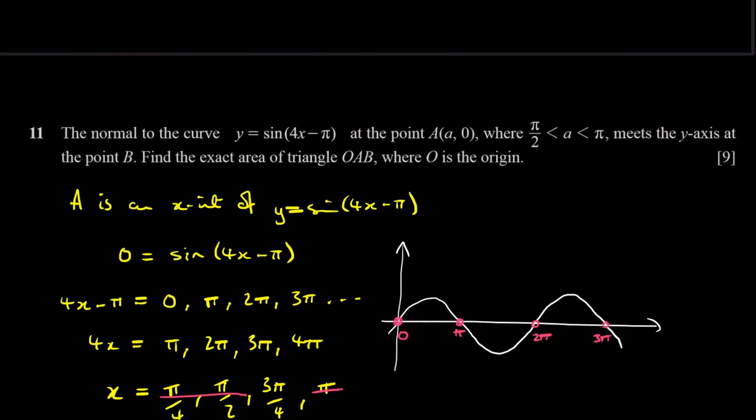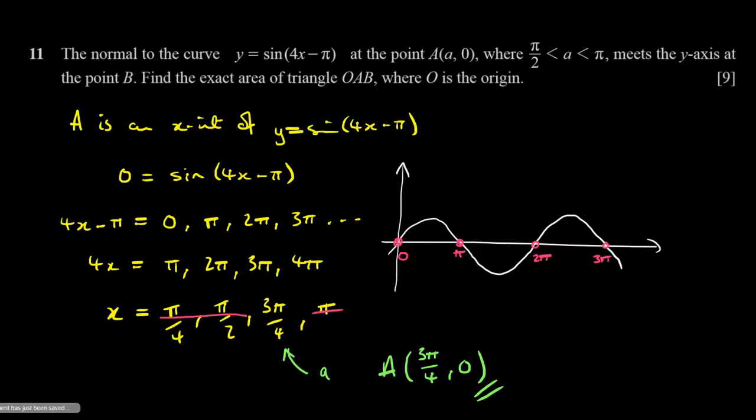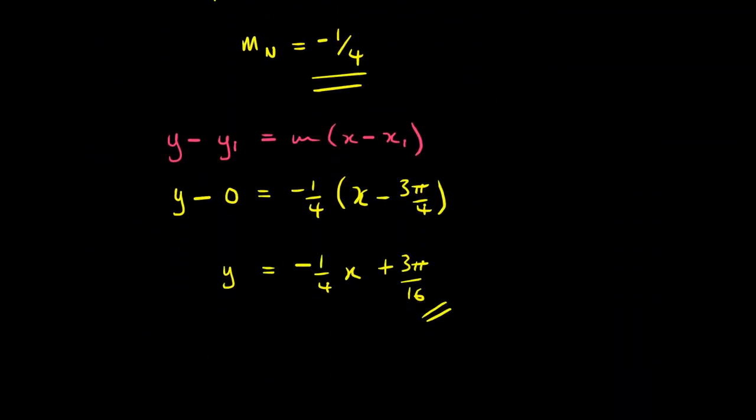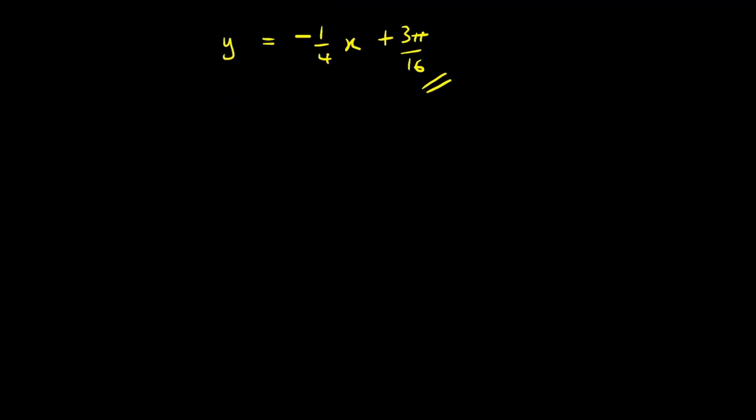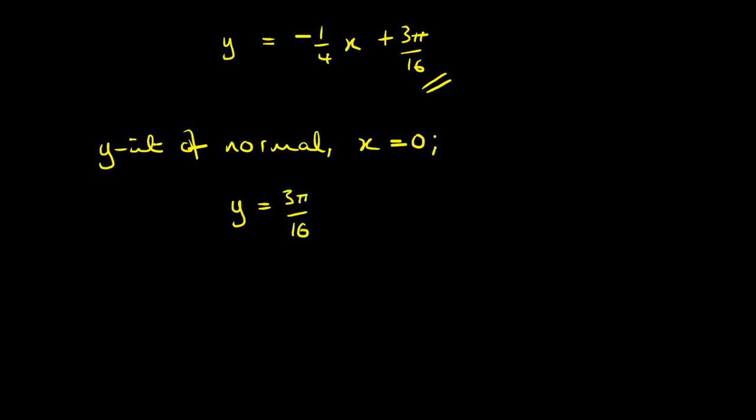Now let's go back to the question. This normal meets the y-axis at the point B. So what is the point B? It's the y-intercept of this line. The way we find the y-intercept is we set x equal to 0. So I substitute x equals 0 into the equation, and I get y is equal to 3π/16. That means my coordinate B is (0, 3π/16).